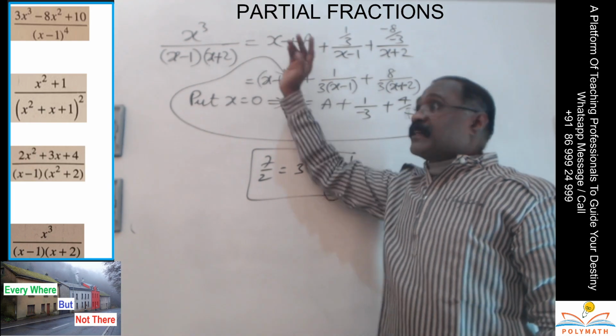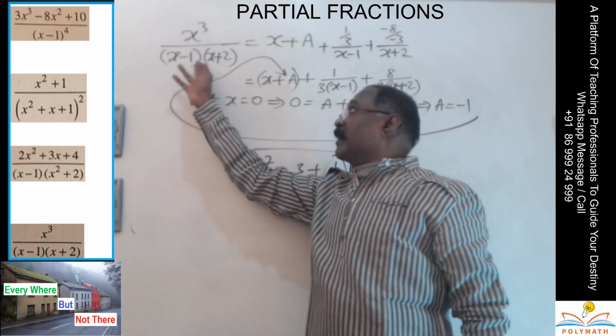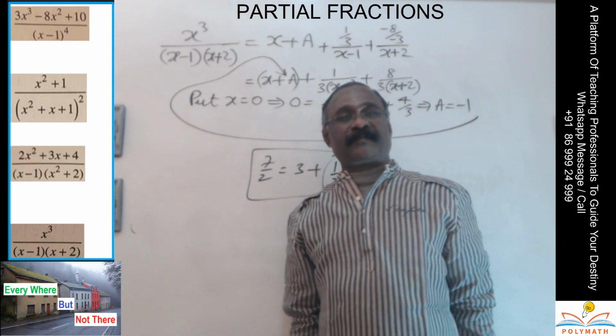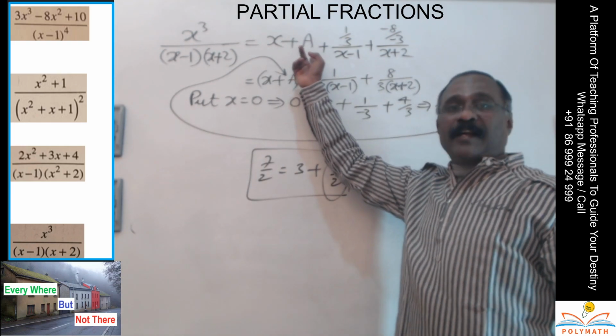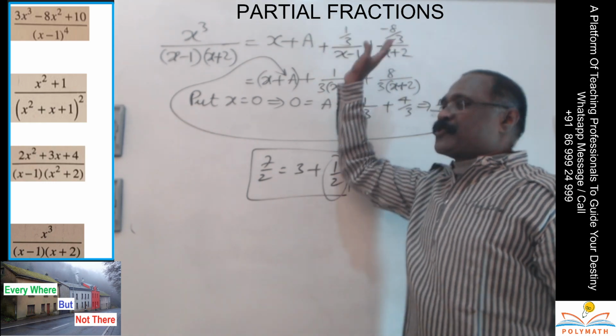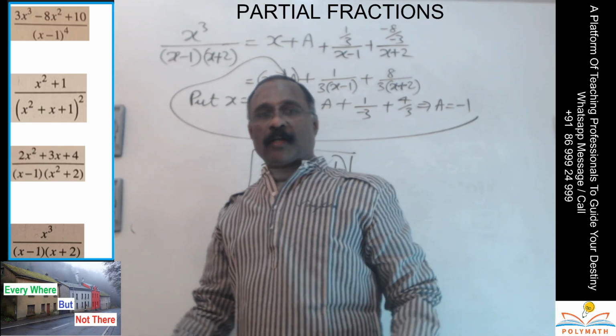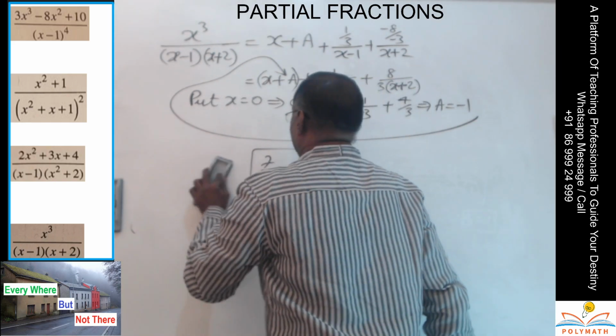We don't know a, but x we know. How do you know? x cubed by x square is nothing but x. That's what I wrote. But the constant I don't know, so plus a I have taken, and the rest of them, everywhere but not there. Okay, it is done.